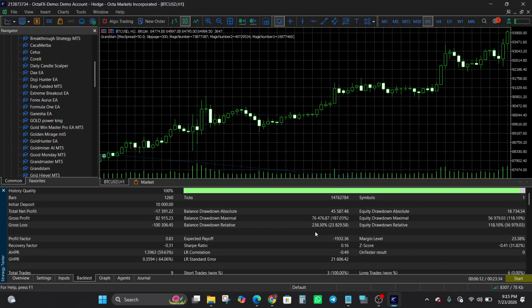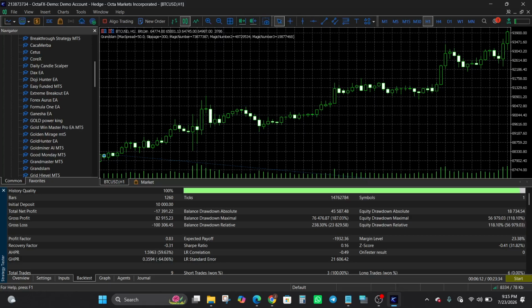It's also worth remembering that historical backtest results should never be treated as proof of future performance. All right, results can vary depending on lot size, risk settings, broker execution, spreads, slippage, optimization choices, and of course, changing market conditions.